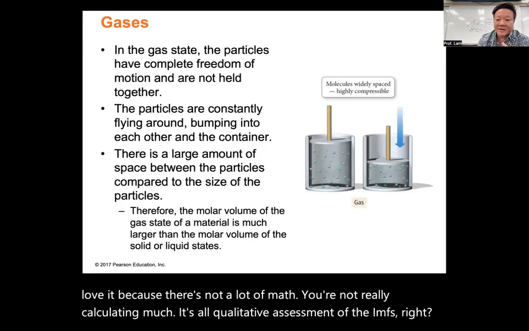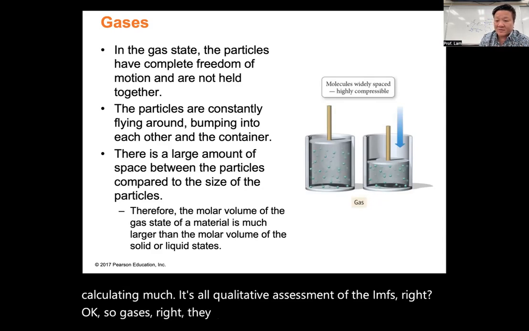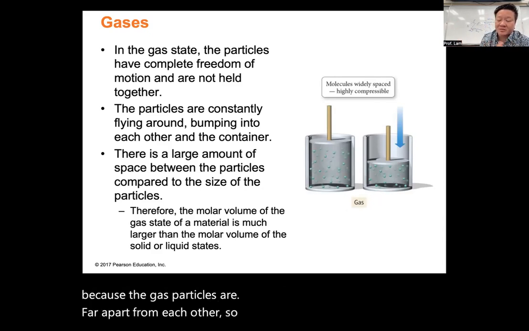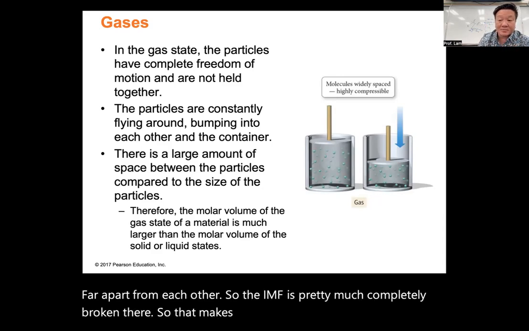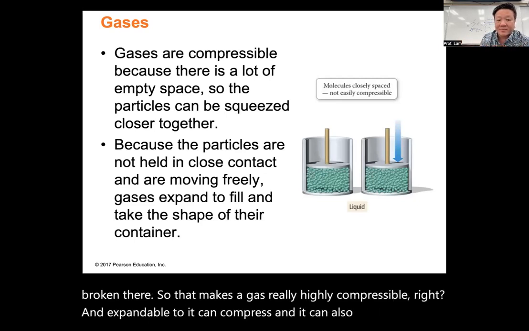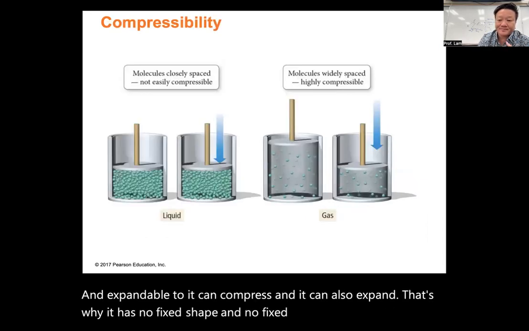Okay, so gases. They have weak IMFs. You can see that because the gas particles are far apart from each other, so the IMF is pretty much completely broken there. That makes a gas highly compressible, right? And expandable too. It can compress and it can also expand. That's why it has no fixed shape and no fixed volume, right?